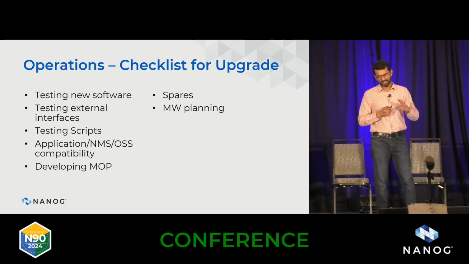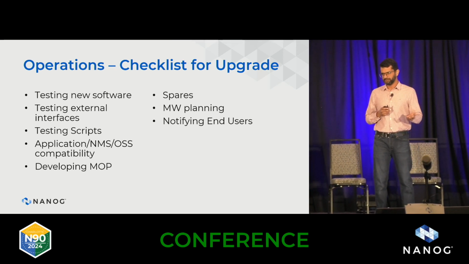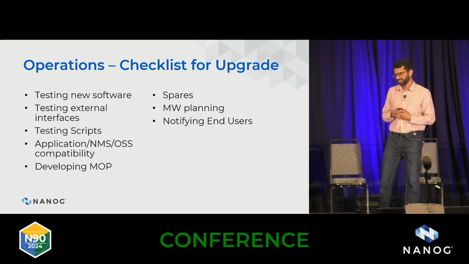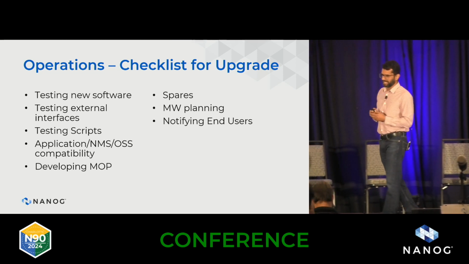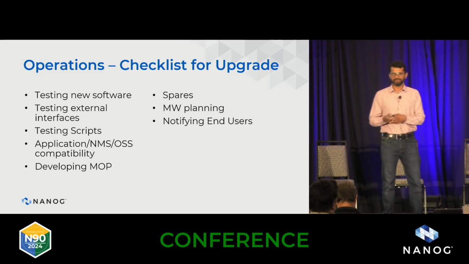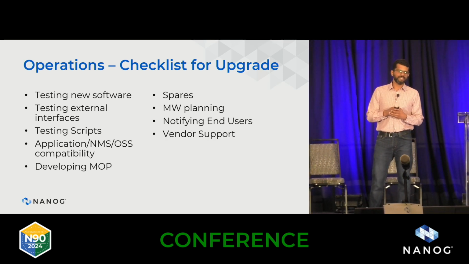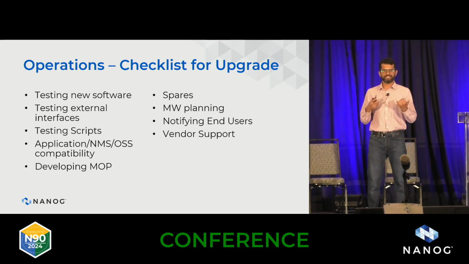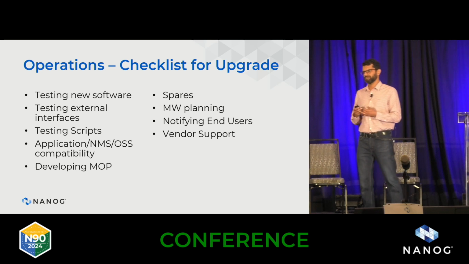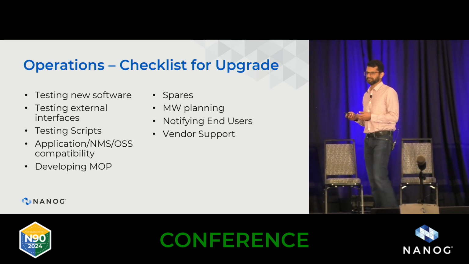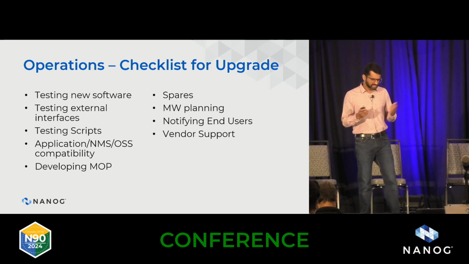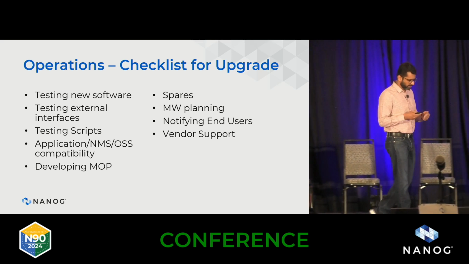They also have to plan the maintenance windows and inform end users. So in case there's an outage, the end users have to be informed that your service is going down for so and so minutes, so please be aware. They also have to make sure that vendors support them during the testing phase and also possibly during the upgrade night. Okay, so these are some of the items that the operations team has to take care of.